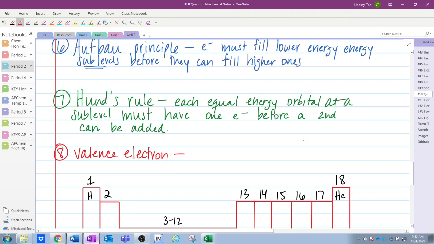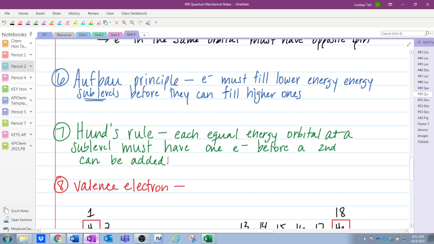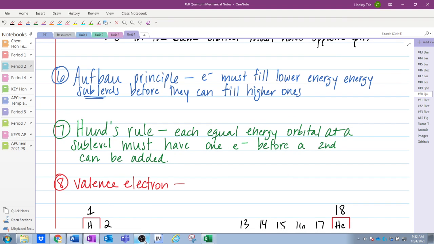So we're going to stop with that today. I know there's a little more up there, but early release, didn't have time to get to it. Tomorrow we really jump into those configurations though. Electron configurations and orbital diagrams.